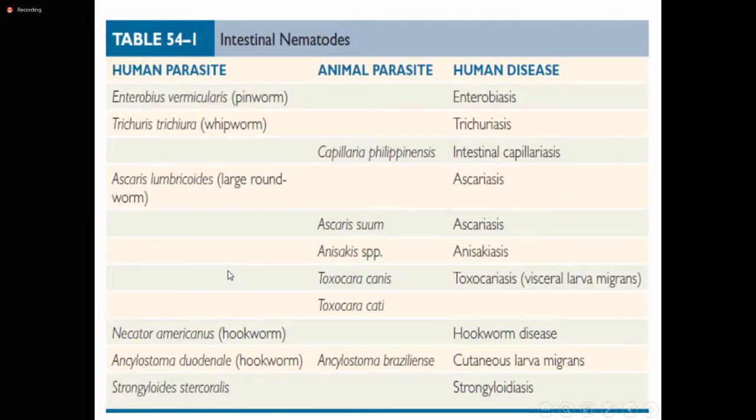These tables give you the name of the disease. As I said, these are the hookworms, pinworm, and whipworm, and Enterobius vermicularis can cause enterobiasis. Trichuris trichiura, trichuriasis. Ascaris lumbricoides, ascariasis, and so on. Ancylostoma duodenale, remember, can cause cutaneous larva migrans. A very important condition, and I will concentrate on it at the end of the first lecture.